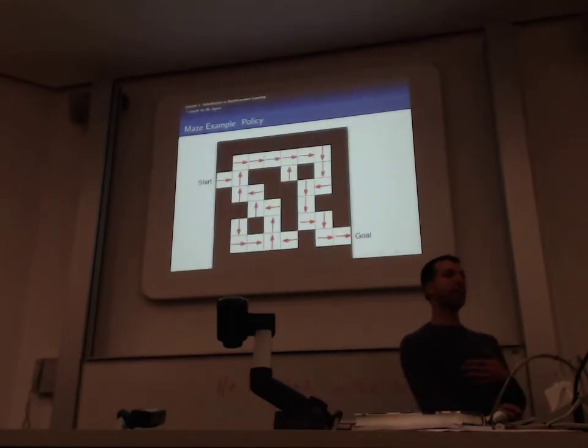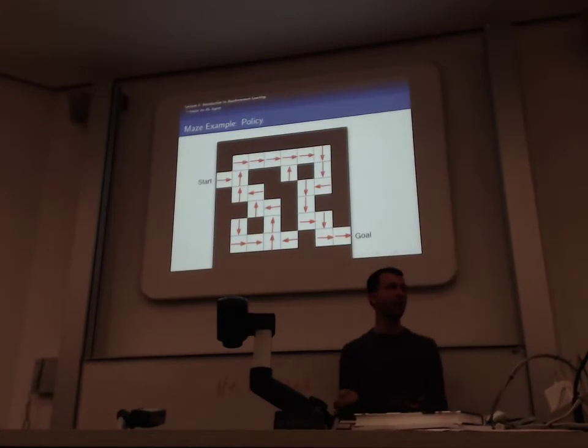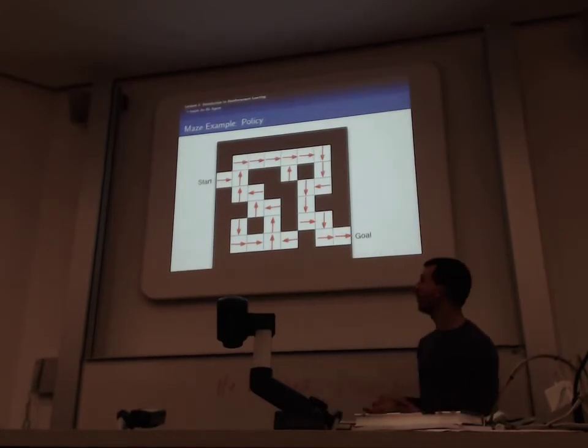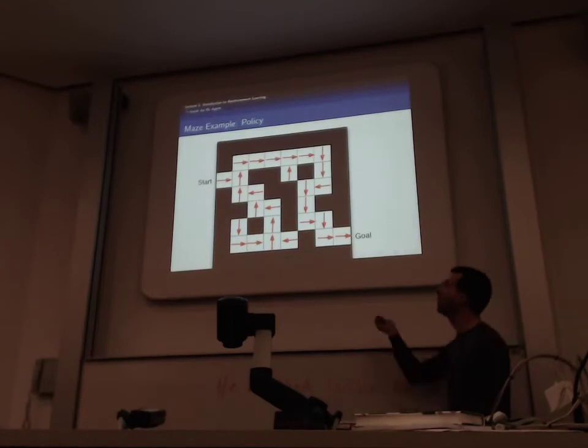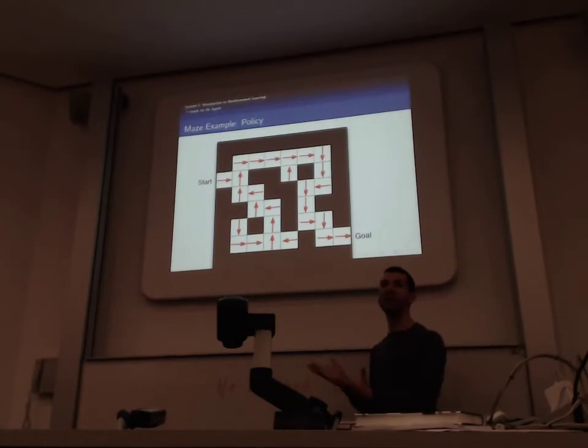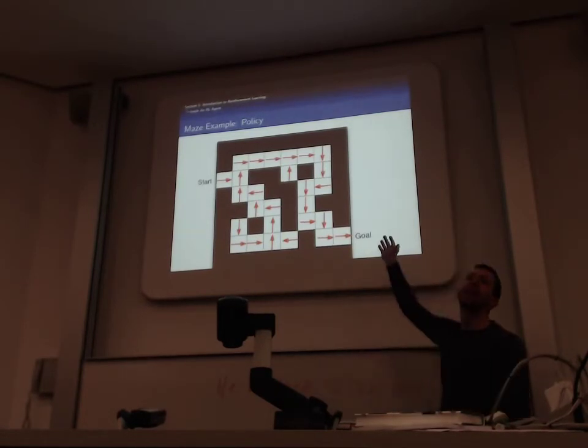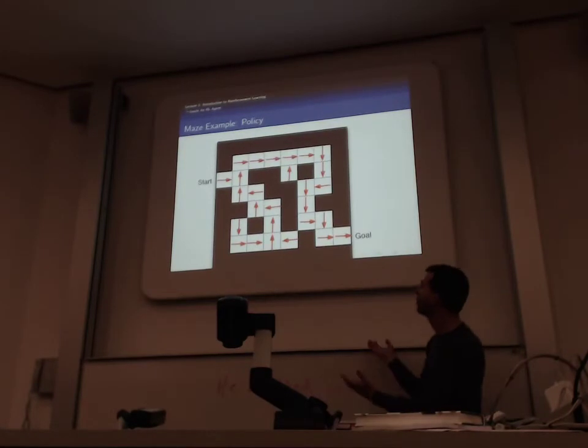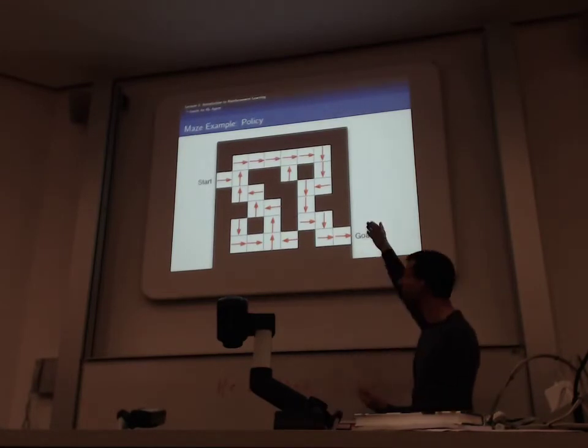Okay, so now let's talk about these components. What do they actually look like? So first of all, we might have a policy. What's a policy? A policy is basically the behavior that the agent has. So this is a visual representation of one possible policy that the agent might have, which is in fact the optimal policy in this case.